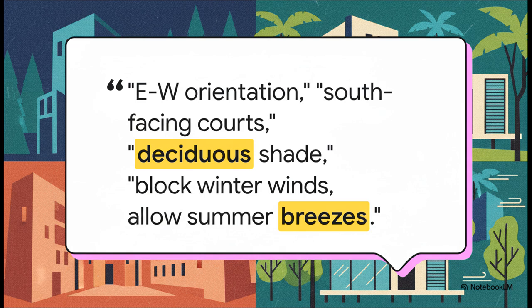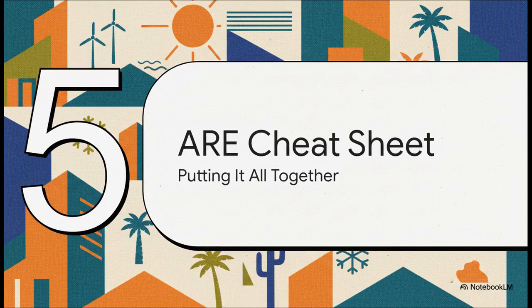And for the test, your keyword is balance. Look for anything that talks about seasonal adaptation. Deciduous shade is the #1 giveaway. But also phrases like block winter winds, allows summer breezes. Anything that shows the building has to do 2 different things at different times of the year, that's your temperate climate.